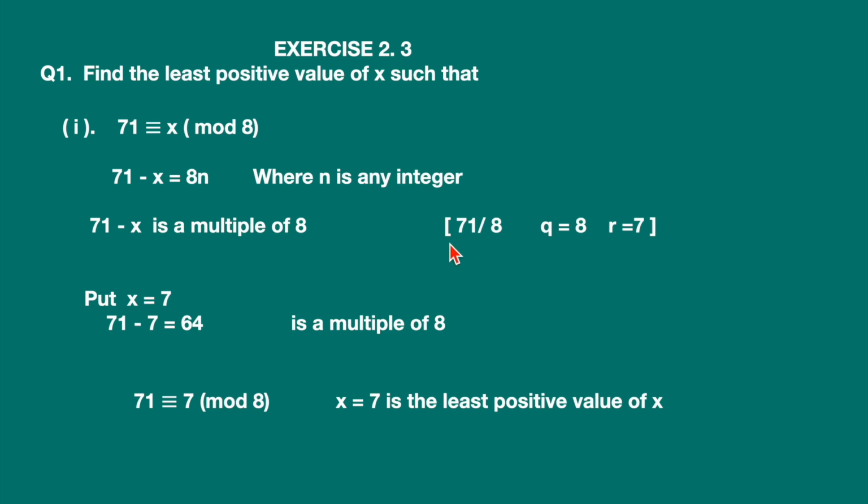Now take the rough paper and do the actual division. 71 divided by 8: you will get quotient 8 and remainder 7. Look at the remainder. Now we are going to check if this satisfies the equation. Put x equal to 7: 71 minus 7 gives 64, and 64 is a multiple of 8, since 8 eights are 64. Therefore, x equal to 7 is the least positive value of x. There are many more values, but this is the least positive one.